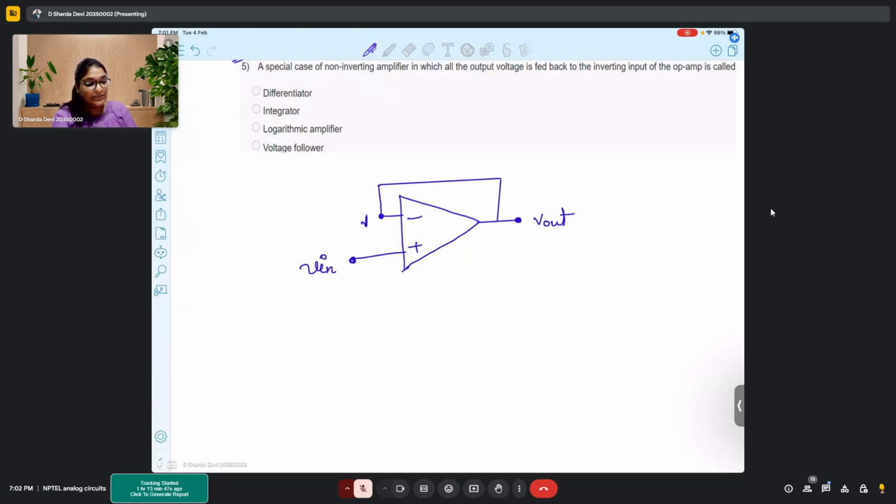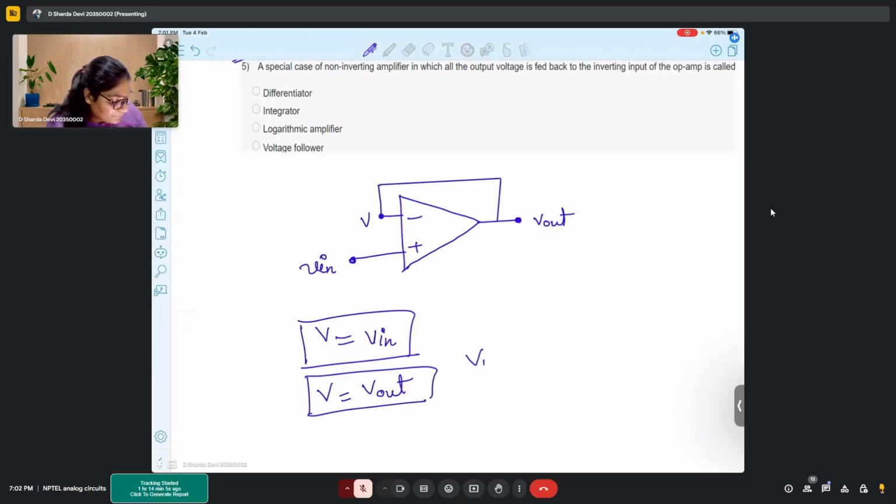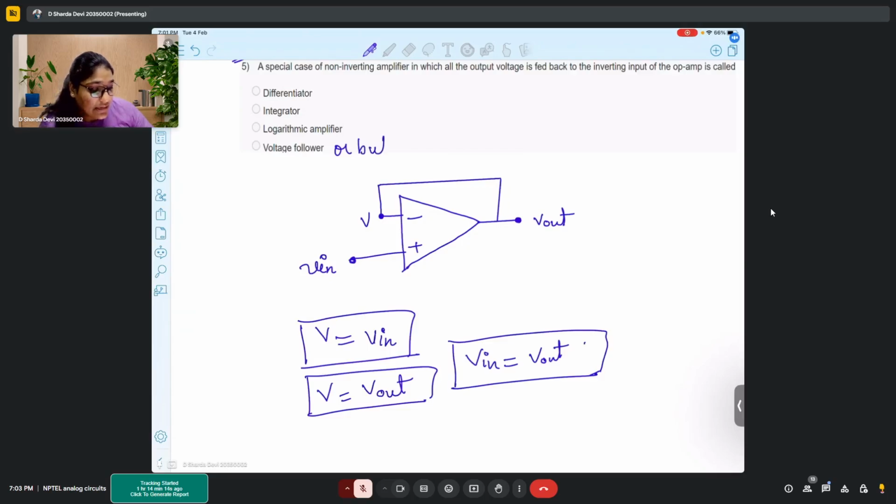Yes, what is the V? V is again VI, right? Considering the virtual short concept, voltage V equals V in. And V is also equal to V out. So basically V in equals V out. So we call this a voltage follower, or we also call it a buffer circuit.